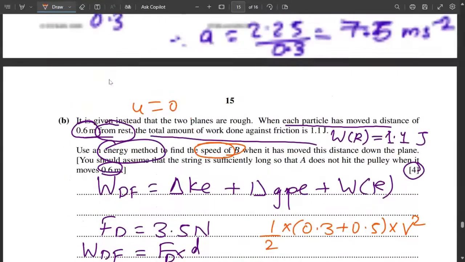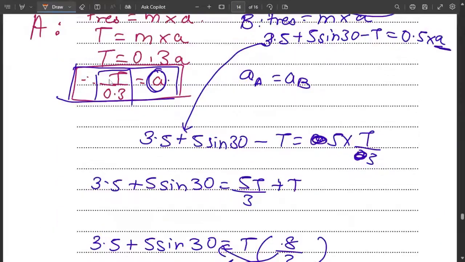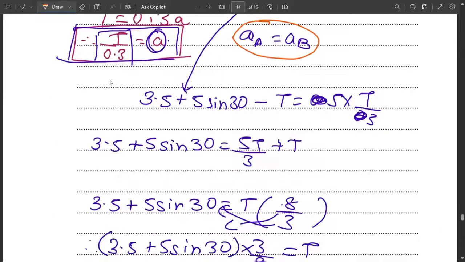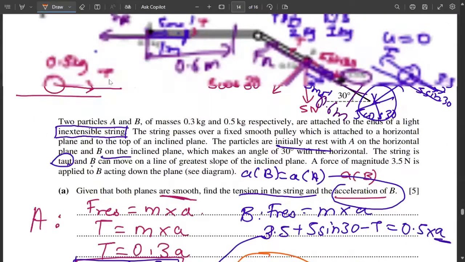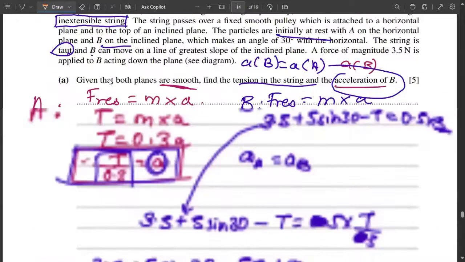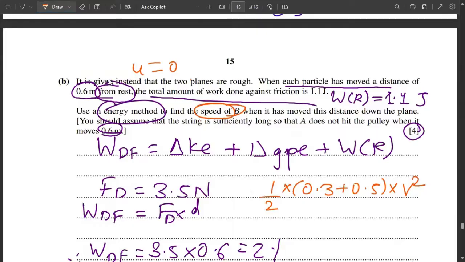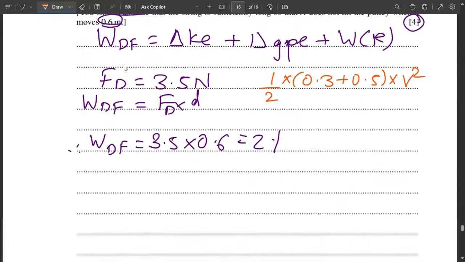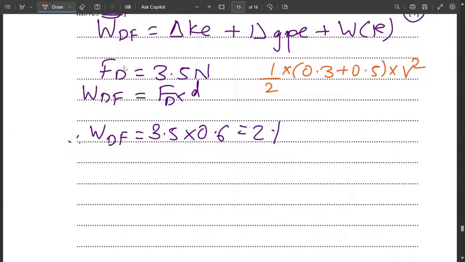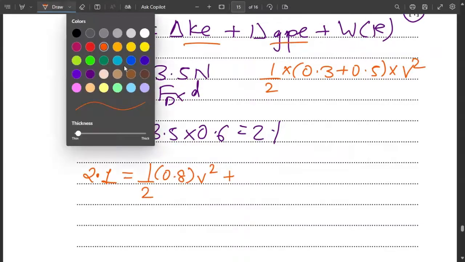Now, we already discussed in the previous question the acceleration of B and A, the velocity of B and A, the distance traveled of B and A, 0.6, 0.6, everything will be equal. So this is just confusion, speed of B, not required. We have to just consider the speed of both. So this is the kinetic energy. So work done by driving force 2.1 is equal to kinetic energy, half into 0.8 into v square, plus delta GP. Delta GP is the change in height.